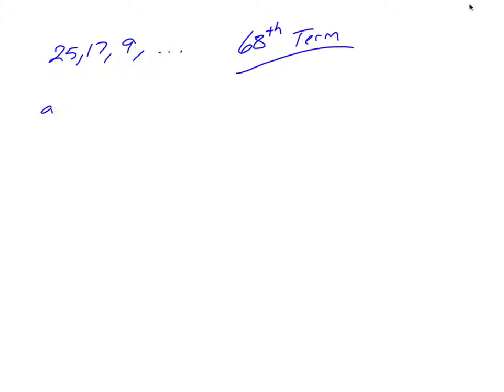So a sub n equals 25 plus n minus 1 times what? Times negative 8. Everybody agree? Yeah. So there's my explicit formula. Now, how am I going to use it? Plug in 68 for n. Good.